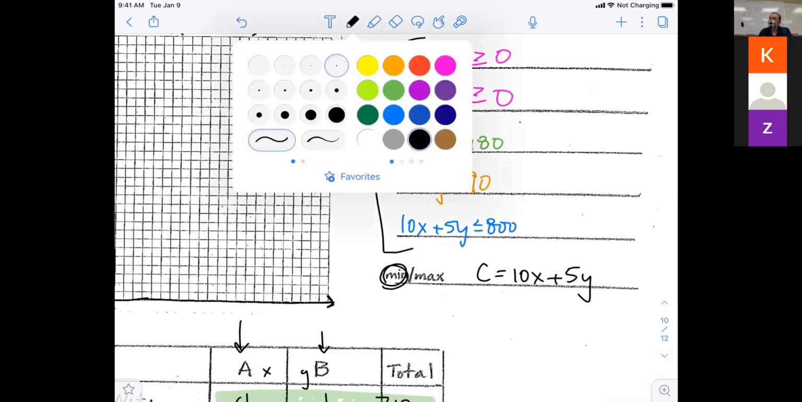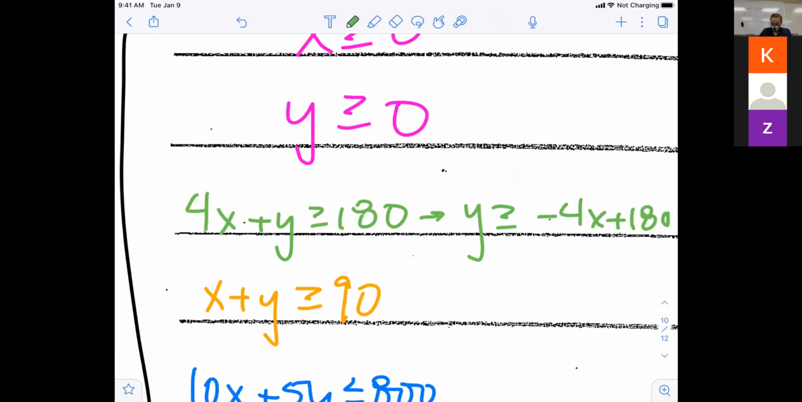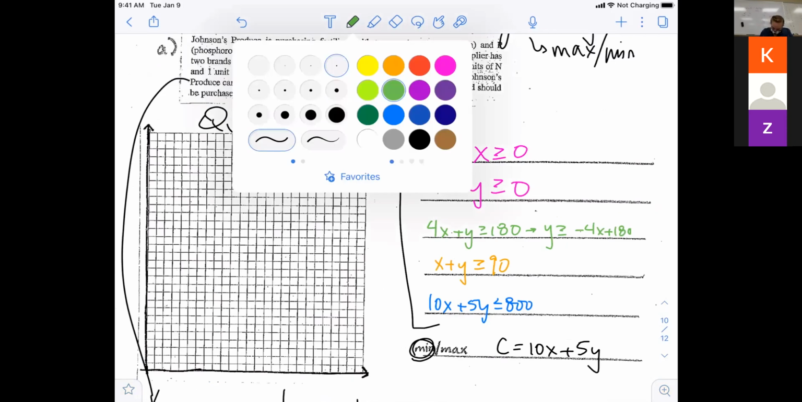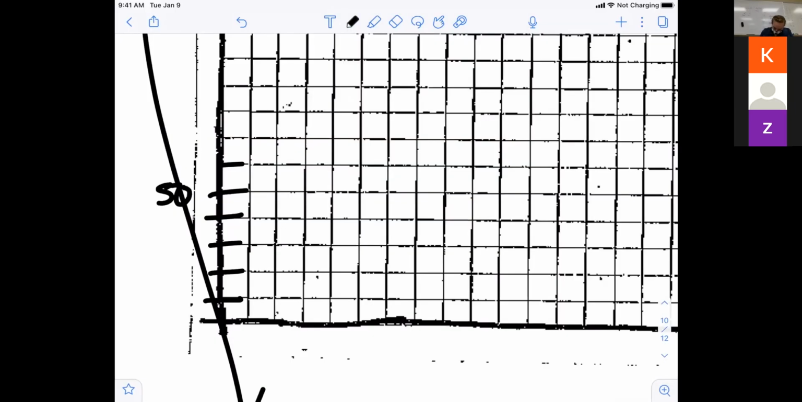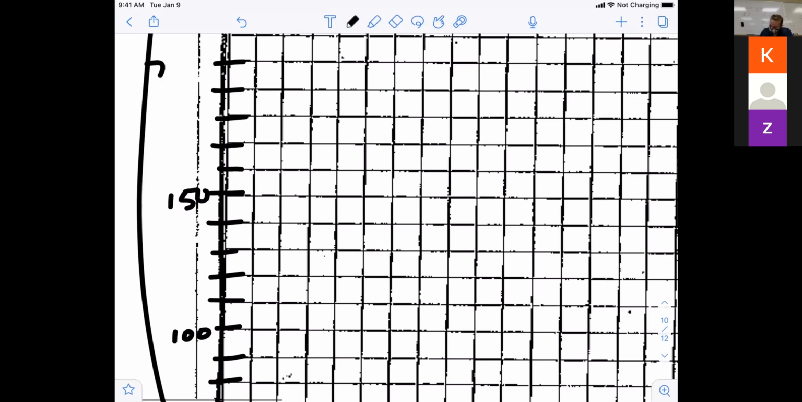If not, I'm going to kind of speed race through this. So y is greater than or equal to negative 4x plus 180. I'm going to graph 180, and I'm going to go down 4 over 1, down 4 over 1. I'm probably going to go by tens on this just in order to keep everything on this graph. So 10, 20, 30, 40, 50, 60, 70, 80, 90, 100, 110, 120, 130, 140, 150, 160, 170, 180, 190, 200. Okay, that's good. I have to go up to 180, and then I go down 4 over 1.